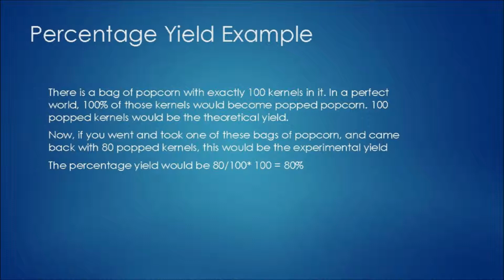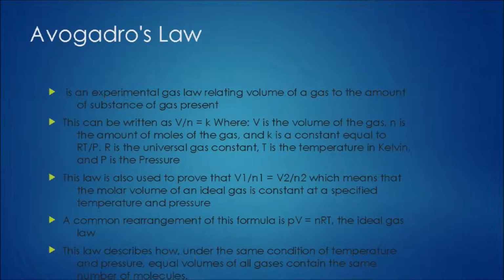The percentage yield would be 80, our experimental yield, divided by 100, our theoretical yield, times 100, which gives us 80%. So now let's talk about Avogadro's law. Avogadro's law is an experimental gas law relating the volume of a gas to the amount of substance of the gas present.